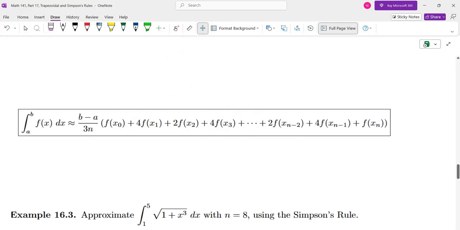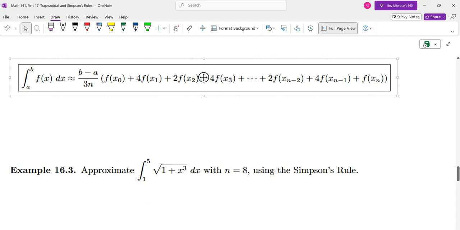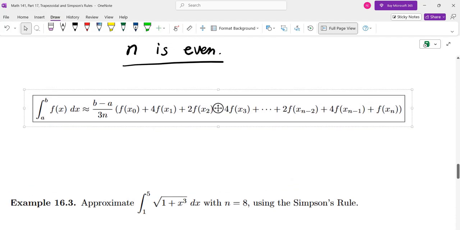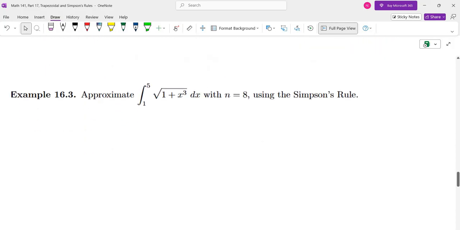Now, what is the formula? It's a little bit more complicated to find this formula because you need to find the area underneath the graph of a quadratic. But it is possible, and the formula is b minus a over 3n times f of x0 plus 4f of x1 plus 2f of x2 plus 4f of x3, etc. So the coefficients are 1, 4, 2, 4, 2, 4, 2, 4, and then the final one is 1. So the initial and the final coefficients are 1, and in between, they start with 4 and they end with 4 as well.